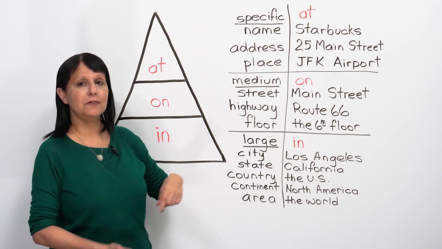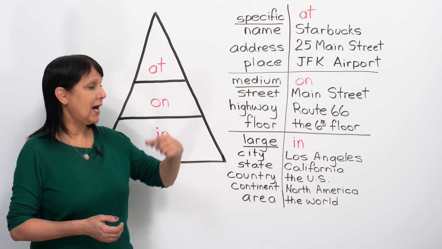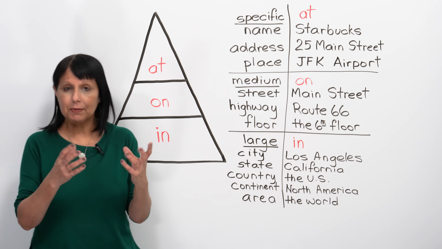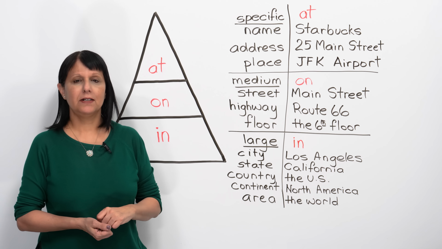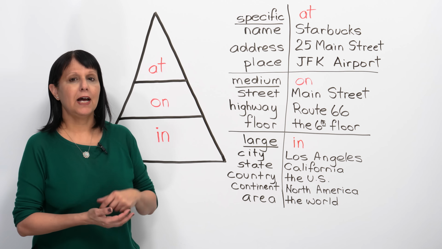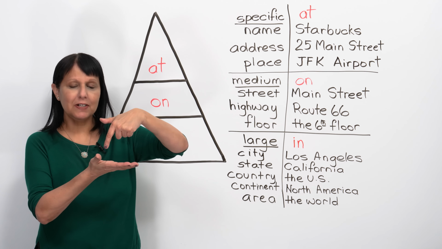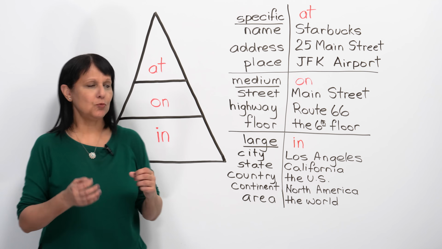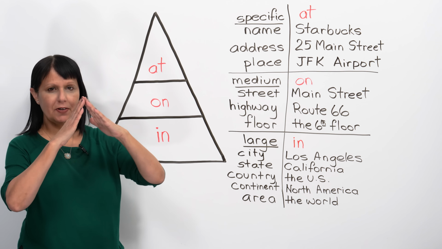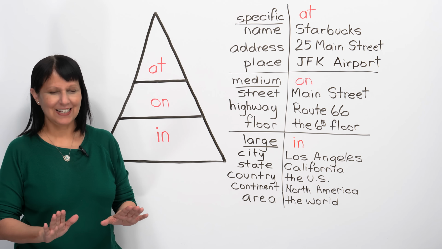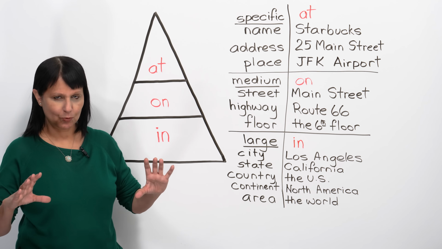Or we say a specific place, like at JFK Airport. And even if it's not with a name, it could just say at the airport, at the office, right? At the library, at the supermarket. You see that it's very specific. And that's why we use at in those very specific situations. All right, got that? Now let's look at the second one.